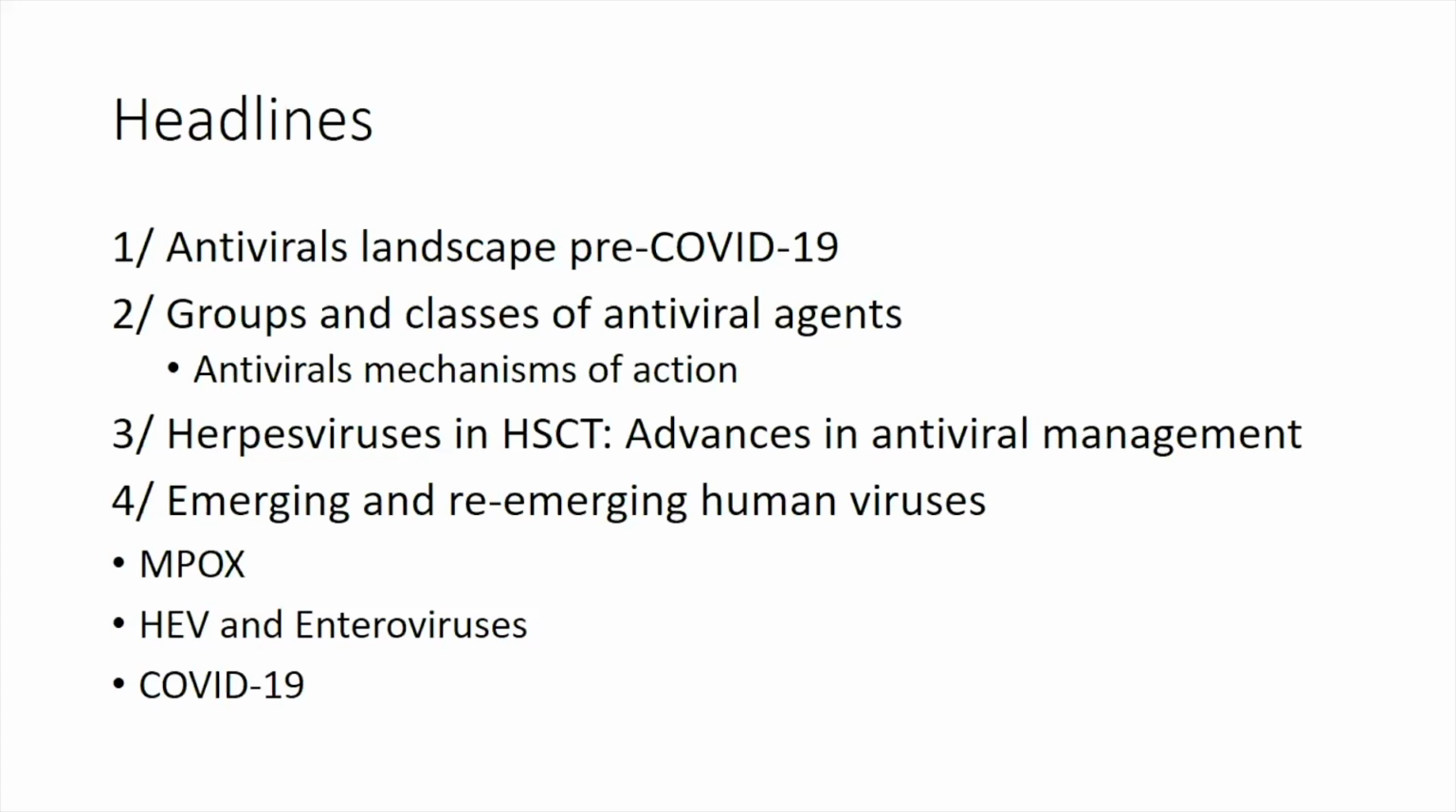And we deliberately omitted large viral groups like viral hepatitis, Hep B and Hep C, and respiratory viruses like RSV and influenza. But today we will just go quickly over the rest of the herpes viruses to complete the set. And then hopefully we'll have time to speak about antivirals in emerging and re-emerging human viruses.